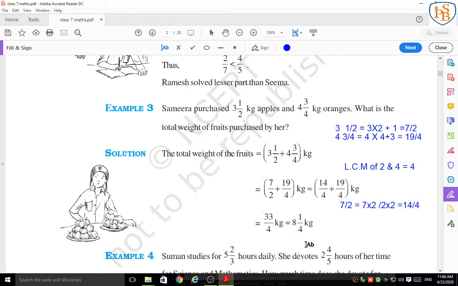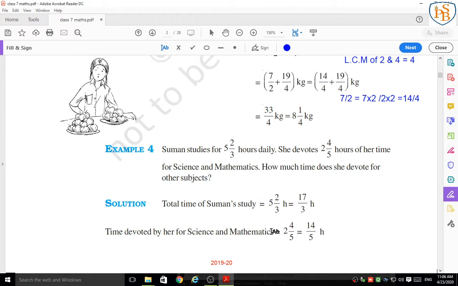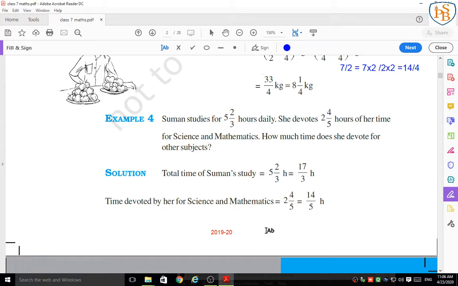This is the answer. So the total weight of fruit purchased by Seema is 8 and 1 upon 4 kg. Here is our next example. Look at here carefully. This example is very important from the point of view of the exam. Suman studies for 5 and 2 upon 3 hours daily. She devotes 2 and 4 upon 5 hours of her time to science and mathematics. How much time does she devote to other subjects? Now we have to do subtraction here.